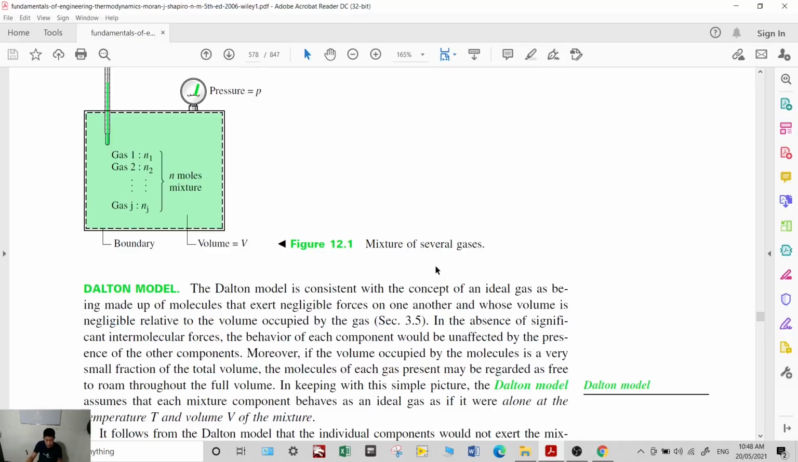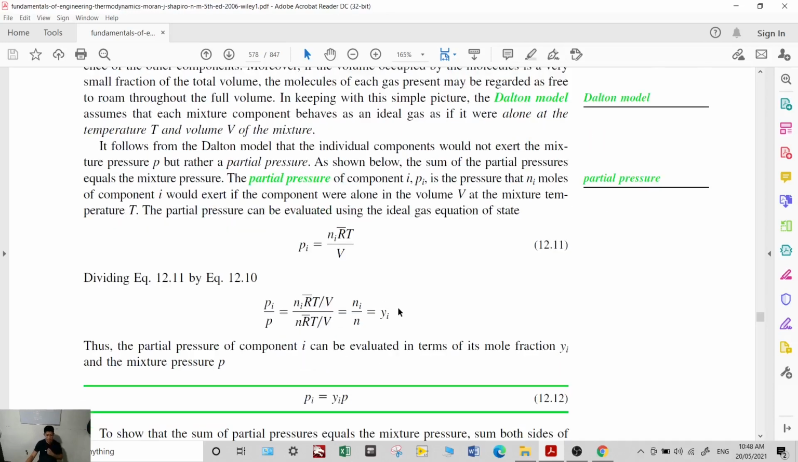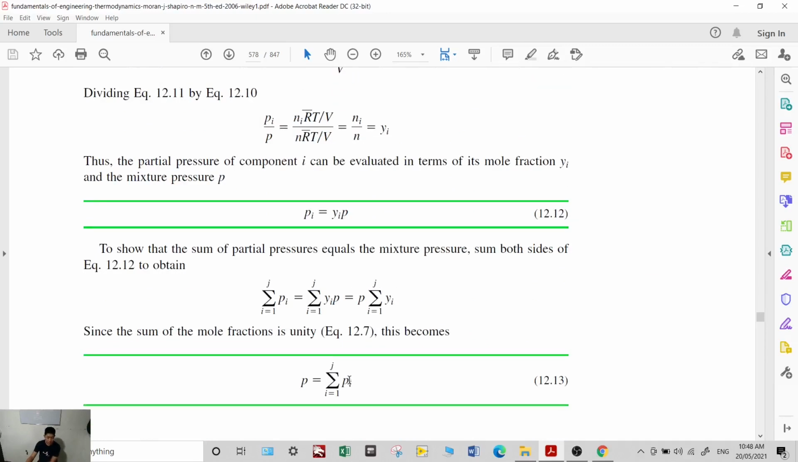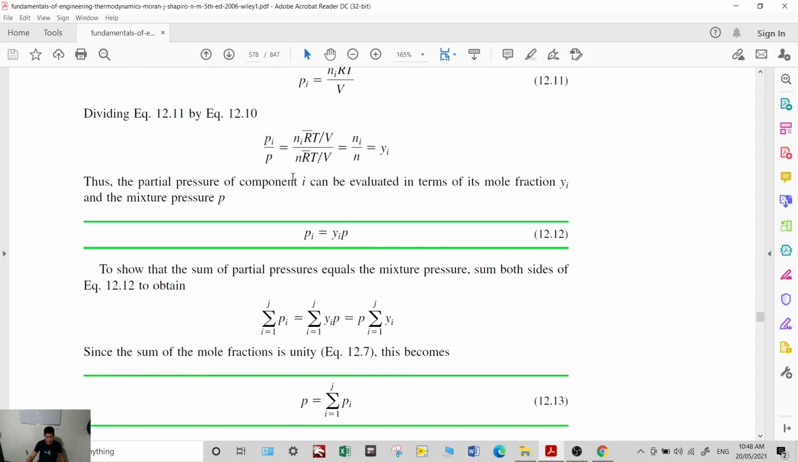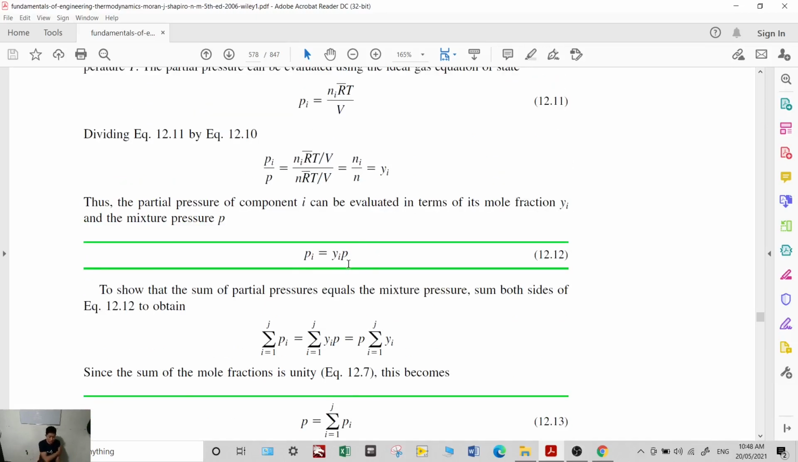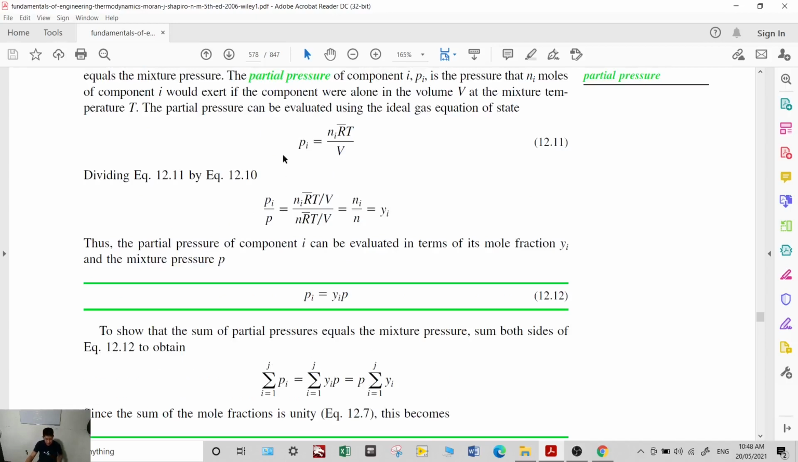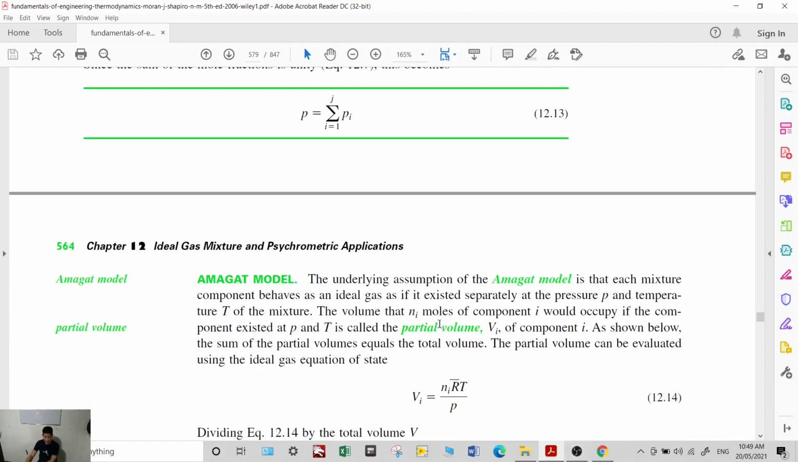So, back to here. For the Dalton model, the total pressure is the summation of the pressures of the components. So if we divide, the partial pressure of component i can be evaluated in terms of its mole fraction y sub i. So this means that if you divide the pressure of component 1 by the total pressure, this is just equal to the mole fraction of that component. So if you have the mole fraction, you can get the partial pressure in your mixture by multiplying by the total pressure. Okay, let's proceed with the Amagat model.